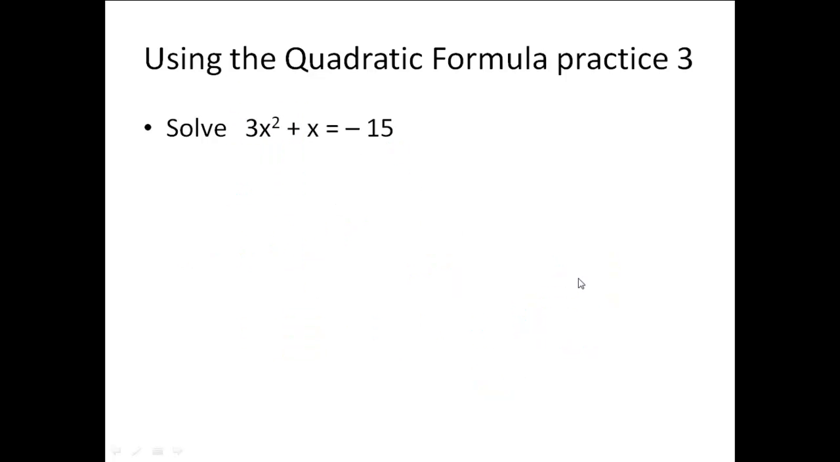Okay, here's a third one. Go ahead and see if you can get the numbers subbed into the quadratic formula, and then check back with the PowerPoint before you go on to solve it. So pause the video now. Okay, here's where your numbers should have been subbed in.